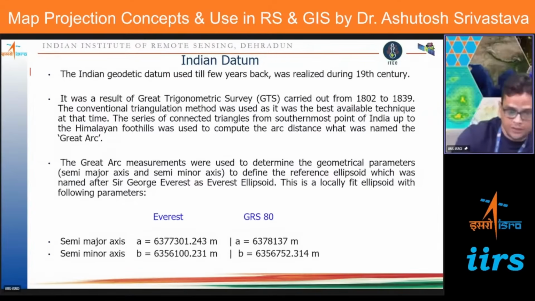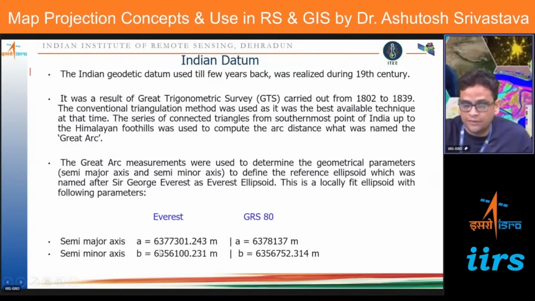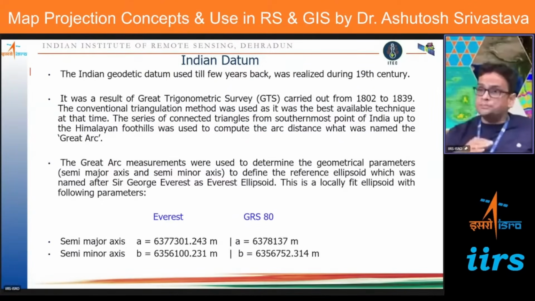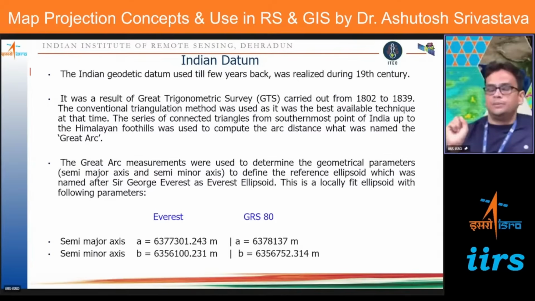And with that, if you see the Everest, whatever semi-major axis it is showing, 6377.301. And today, generally using the GRS 80, we have 6378.137. That means only some 800-meter difference is there in the semi-major axis. That we did 200 years back, and that we got from the latest observations. So that means we made such a precise estimation 200 years back, closely matching within 800 meters, though today we are talking about millimeter-level accuracy.